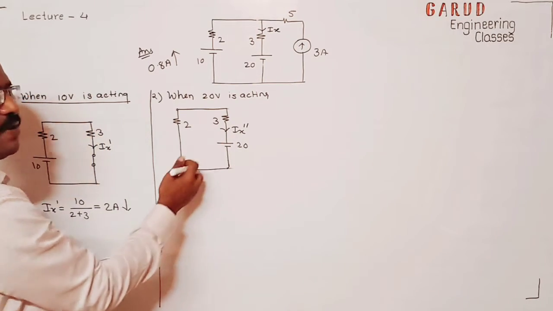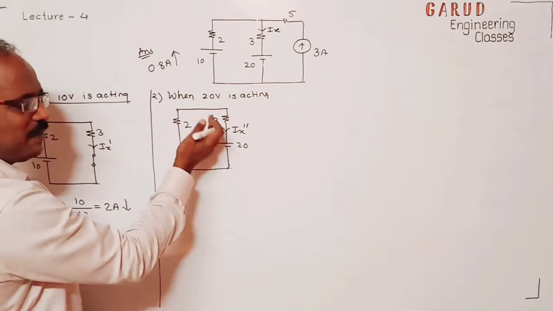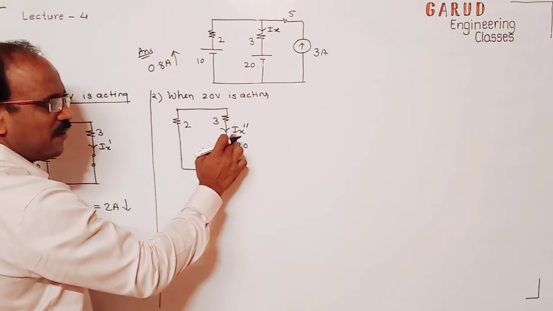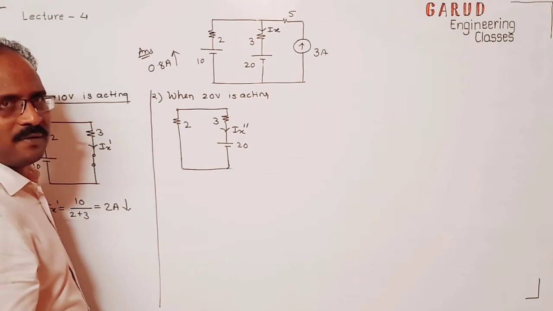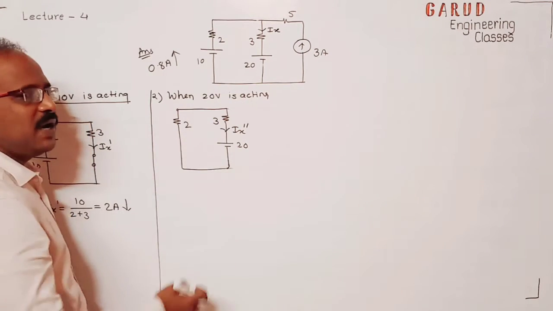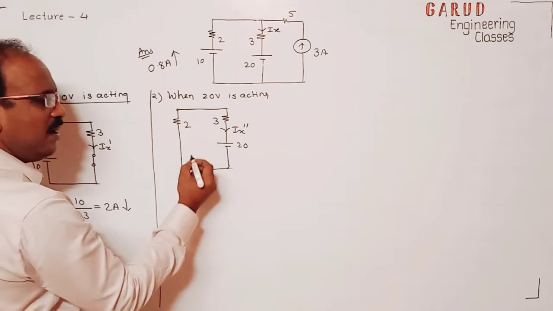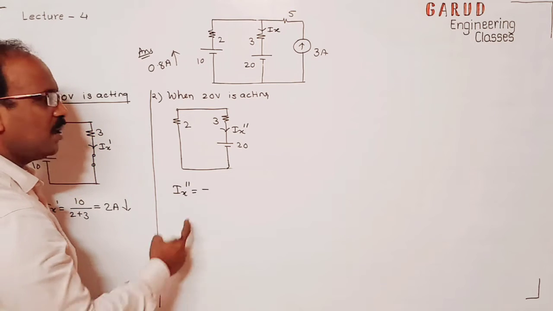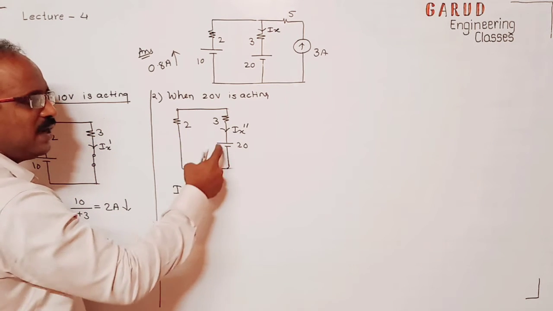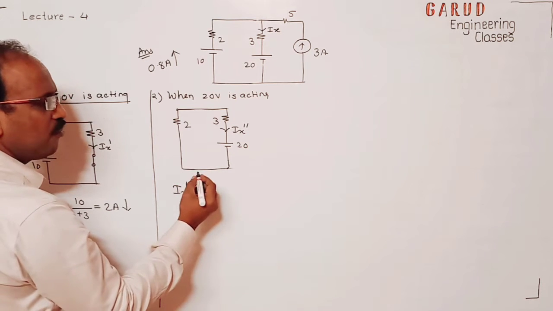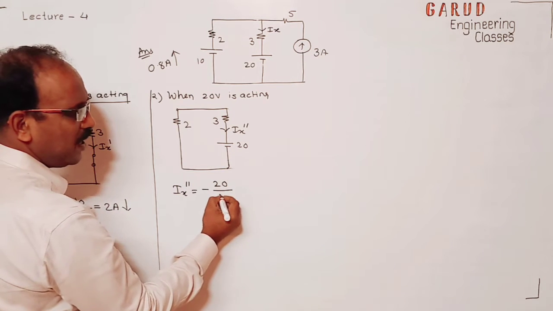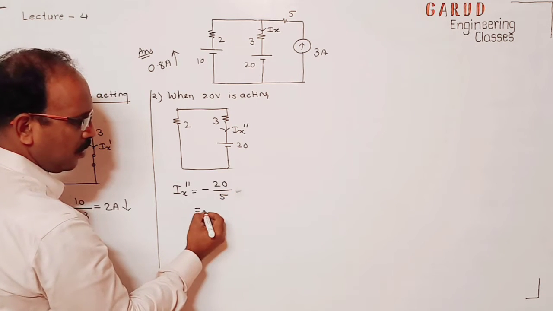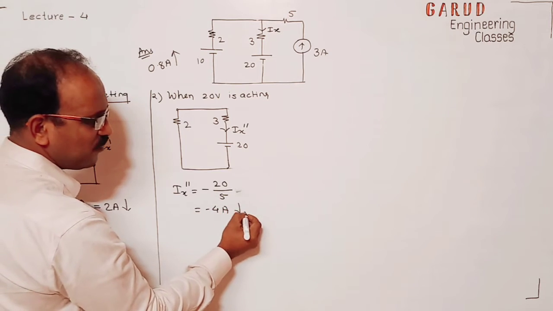Okay. Now we can apply KVL. Otherwise, 20 divided by 5 will be the current, but it will be in anti-clockwise, and you require current in clockwise direction. So whatever the Ix double dash value will be, it will be negative. See, assumption is this way, but real current is flowing this way. So I can find Ix double dash equals to minus of 20 by 5. Otherwise I can apply KVL also, so that I get a negative answer. So it is minus 4 amperes this way.